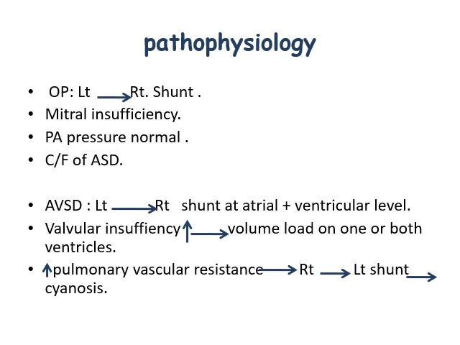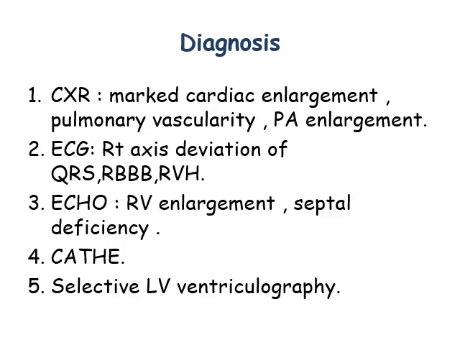In complete atrioventricular septal defect, there is a left to right shunt at atrial and ventricular level. At both levels, atrial and ventricular, with valvular insufficiency, this causes increased volume load on one or both ventricles and increased pulmonary vascular resistance, which with time causes a reverse, right to left shunt, and the patient will develop cyanosis. Diagnosis of endocardial cushion defect: number 1, by chest X-ray.